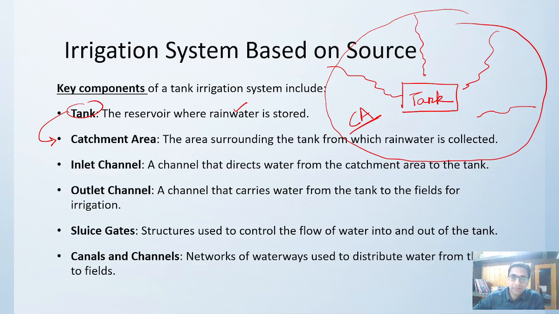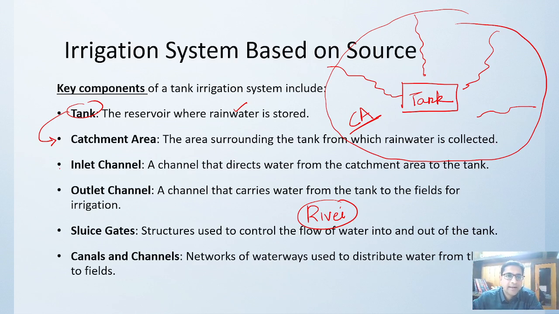Similarly, rivers also have a catchment area. That means where the main river is passing and where all its tributaries are joining. So this whole area, the river along with its tributaries, is called the catchment area of that river. So you all got the concept of the catchment area.